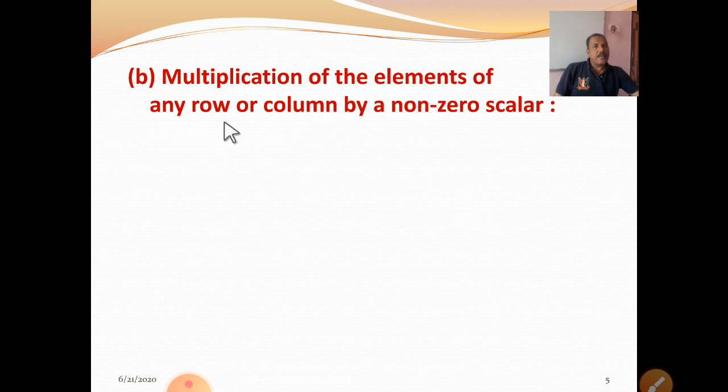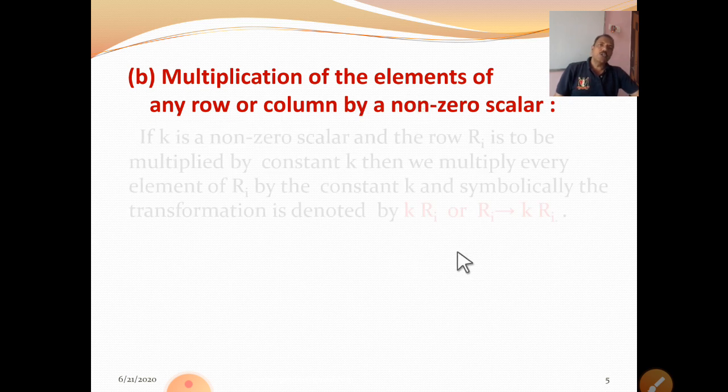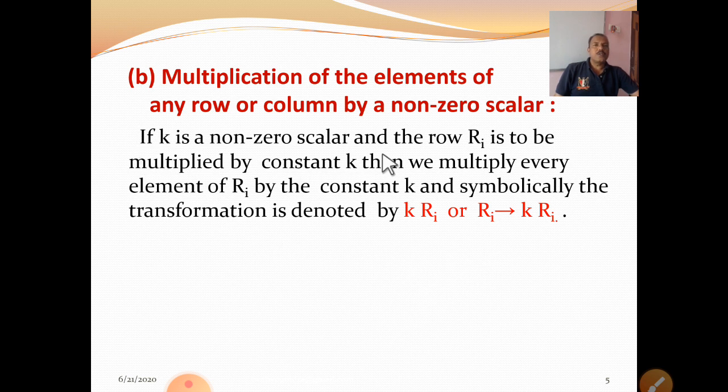Multiplication of elements of any row or column by a non-zero scalar. Suppose k is a non-zero scalar and the row Ri is to be multiplied by the constant k. Then we multiply every element of Ri by the constant k, and symbolically we write this transformation as k into Ri. It means that every element of the ith row is multiplied by k, or we can also write Ri changes to k into Ri.